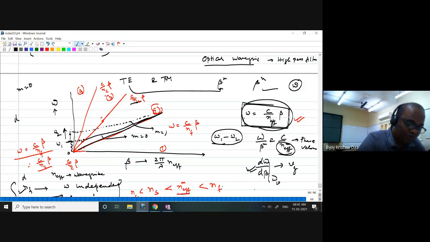Now if you go further, another solution will start probably here. Suppose another solution starts something like this here, so up to here you will be getting your omega 3. So from omega 2 to omega 3, how many modes will there be?